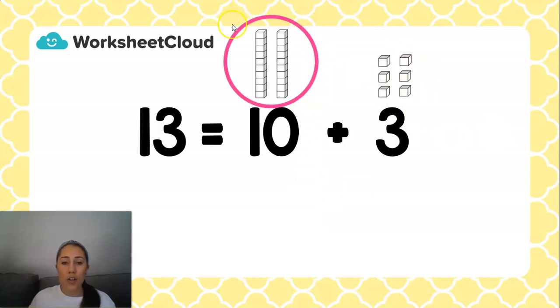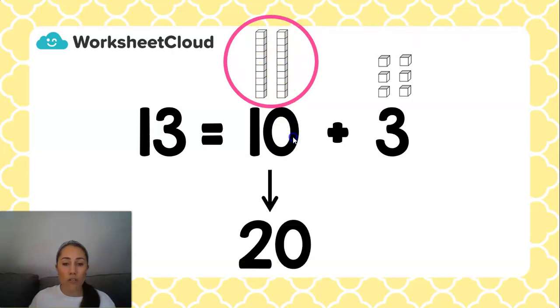So now that I know that is 2 groups of 10, if we count in tens, 10, 20. So have a look where I'm going to write it. I put an arrow underneath and I put a 20 underneath there. Now I'm going to have a look here on this side at my units.